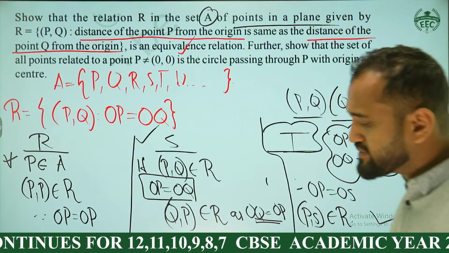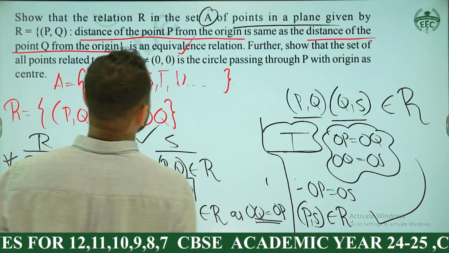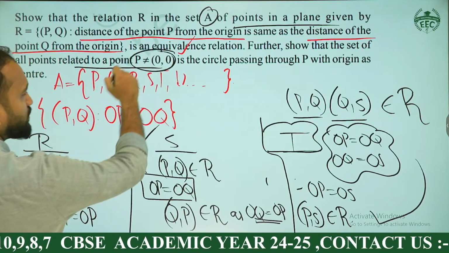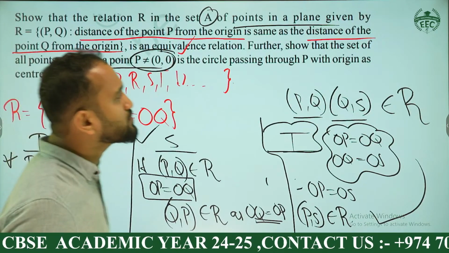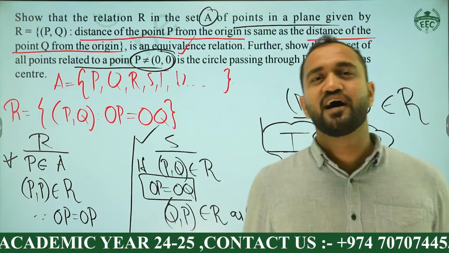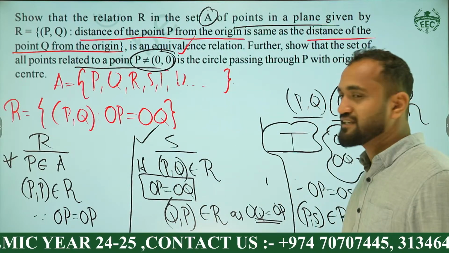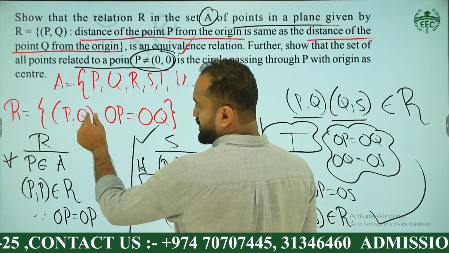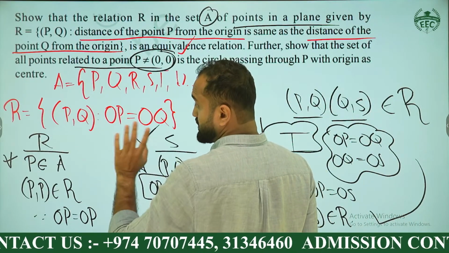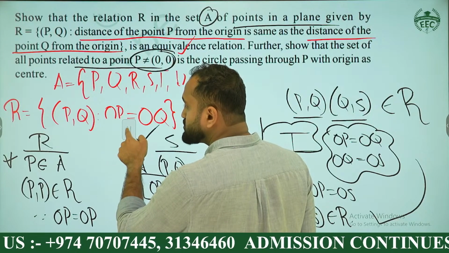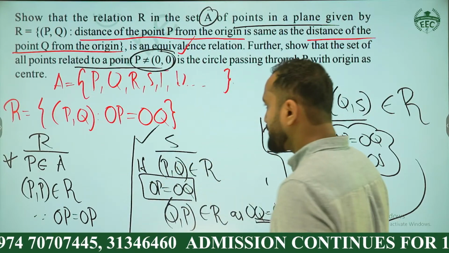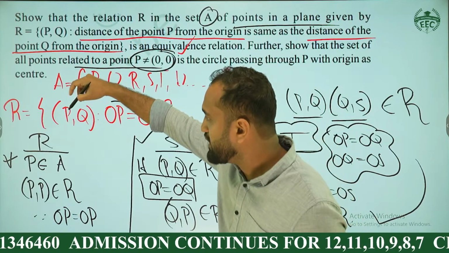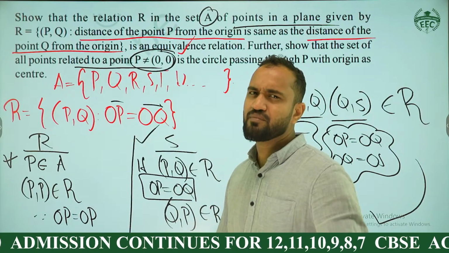Now there is one more simple thing. Find the set of all points that are related to the point P, which is not equal to (0, 0). Is it the circle passing through point P with the origin as its center? People, tell me, what are the points related to P? The points related to P are Q if OP is equal to OQ. Whenever you find this length equal to this length, you can say that Q is related to P. That is the basic logic.